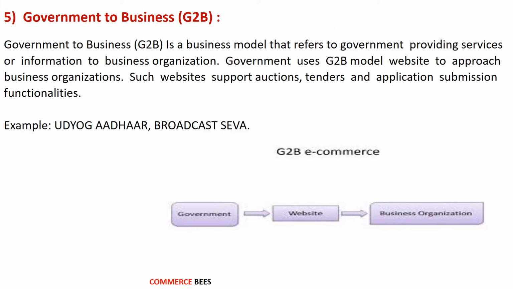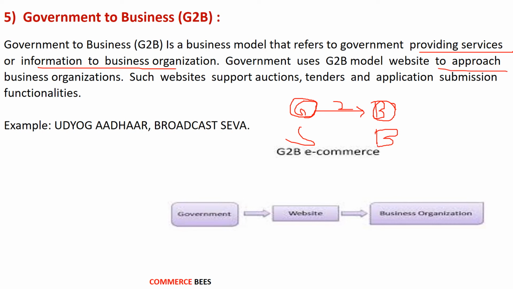The fifth is government to business, which we shortly call the G2B model. Government to business or G2B is a business model that refers to government providing services or information to business organizations. When the government is providing information or services to business organizations, then it is called the G2B model, where the government will act as a seller and the business organization acts like a buyer. Government uses G2B model websites to approach business organizations. Such websites support auctions, tenders, and business submission functionalities.